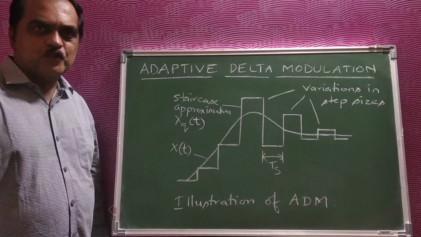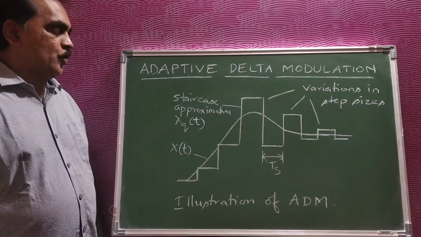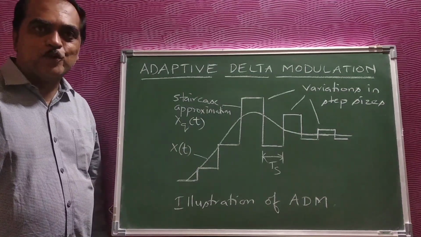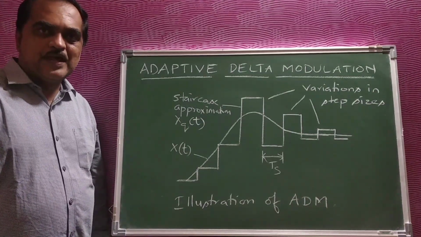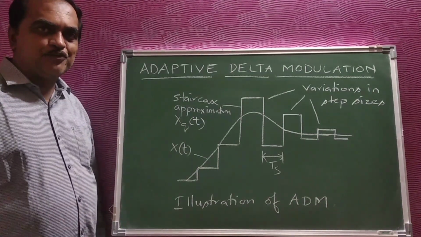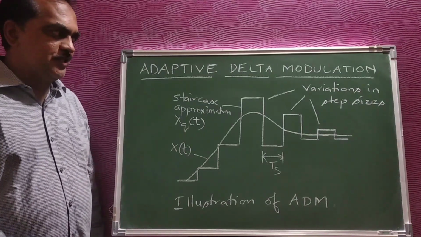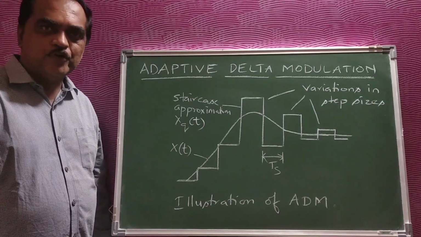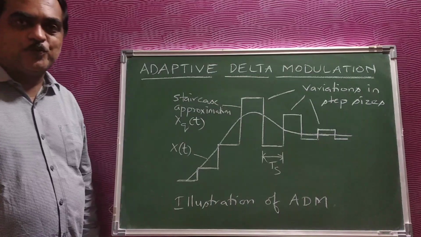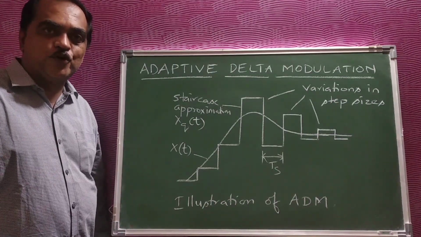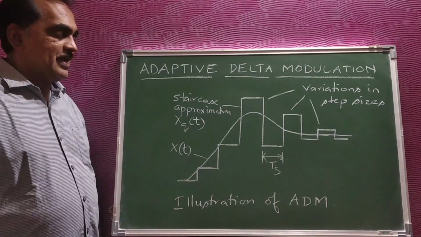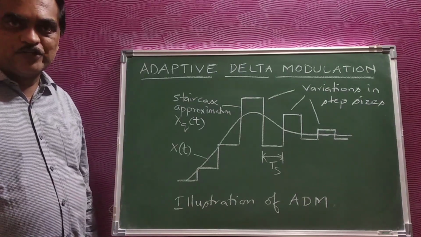Dear students, today we'll see what we mean by adaptive delta modulation. In that introduction, I have shown a waveform where you can see the difference between the waveform we have seen for delta modulation and in adaptive delta modulation.